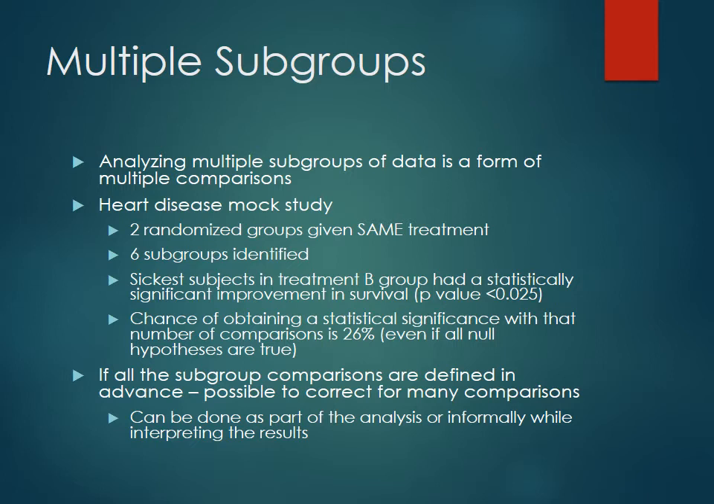But if all the subgroup comparisons are defined in advance, it is possible to correct for these multiple comparisons. So, for instance, doing your Bonferroni correction, or if you are able to show that the subgroup analysis is in line with the actual overall analysis, sometimes that gives you a little bit more credence to saying that these results are consistent.